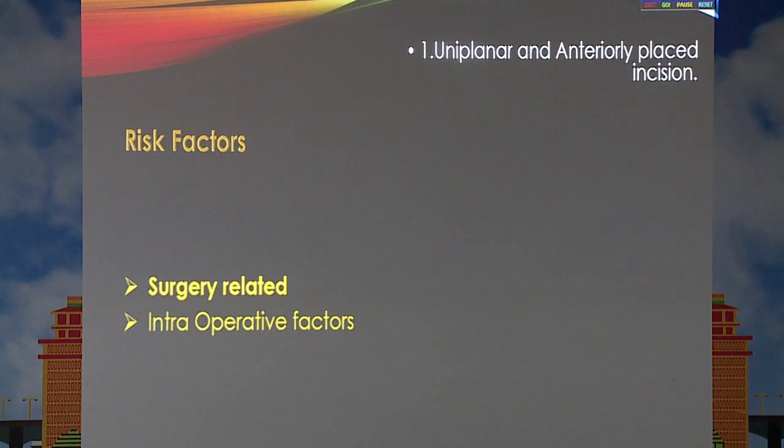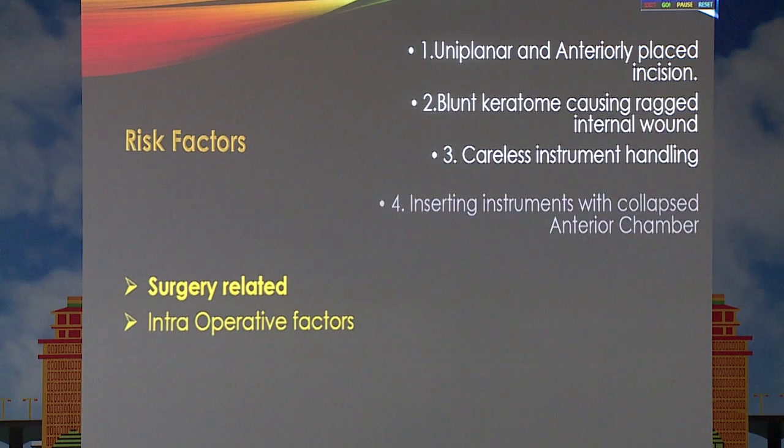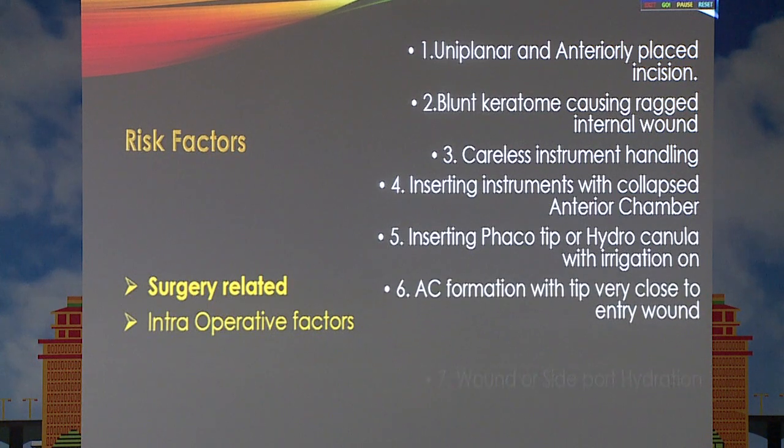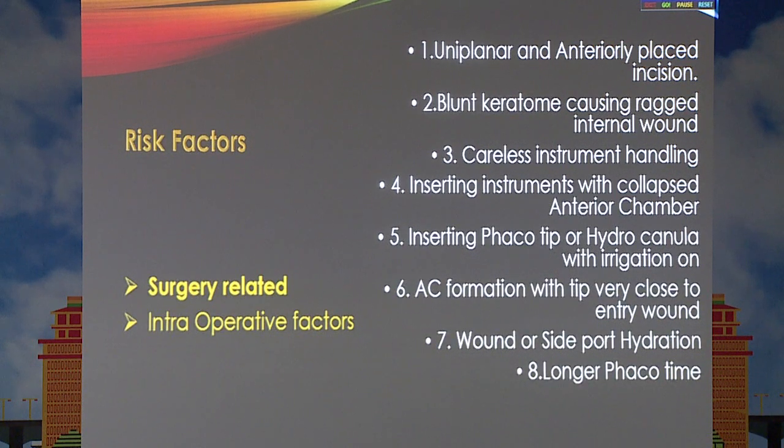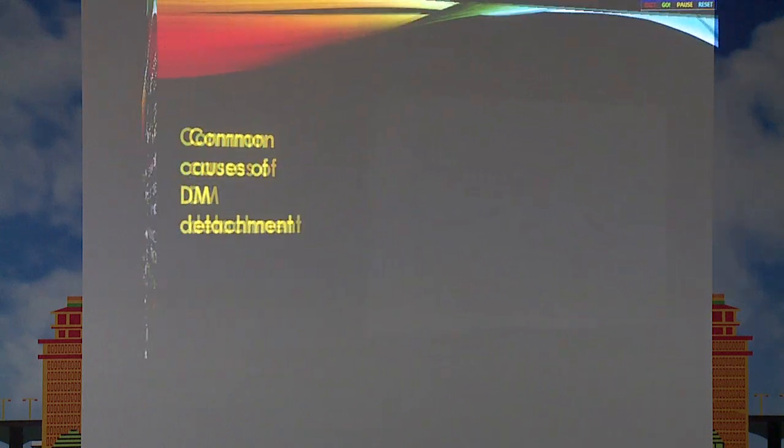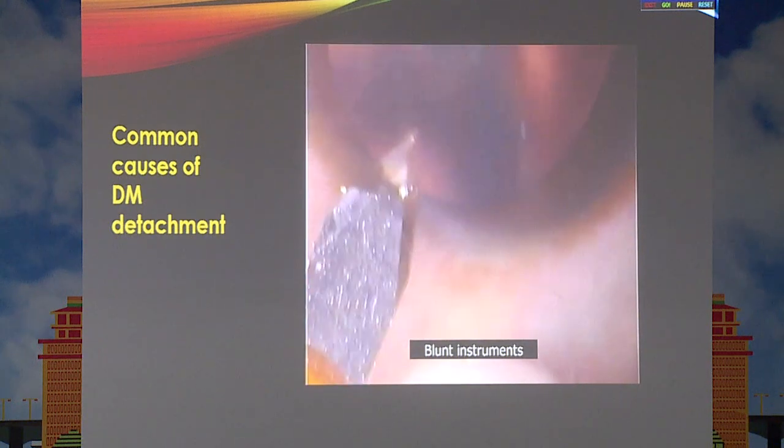Amongst the surgical factors, uniplanar and anteriorly placed incisions are most important. Blunt keratome causing irregular internal wound, careless instrument handling, inserting instruments with collapsed anterior chamber, inserting phaco tip or hydrocannula with the irrigation on, forming anterior chamber at the end of the surgery. That is another way where it can go wrong, and longer phaco time is where the DM detachment has been found to be more. These are some videos which are just highlighting how the DM detachment can occur.